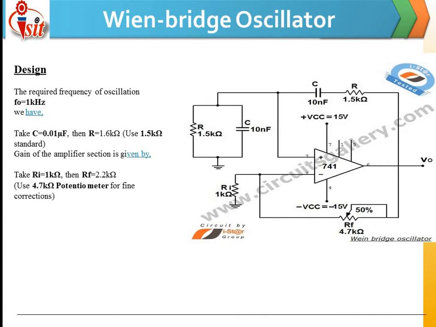Then the gain of the amplifier section is given by: take Ri, that is the input resistance, equal to 1 kilo ohm. Then the feedback resistor value is 2.2 kilo ohm. Use a 4.7 kilo ohm potentiometer for the fine correction. That means the 4.7 kilo ohm potentiometer is used for fine correction related to output generation for that Wien bridge oscillator.